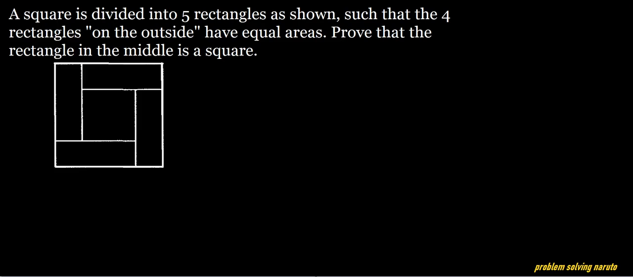So the hard part is that we are only given that these are rectangles and they have equal area, but we want to show this is a square. That means we want to show all 4 sides have the same length. Okay, because you can see it is a rectangle already.